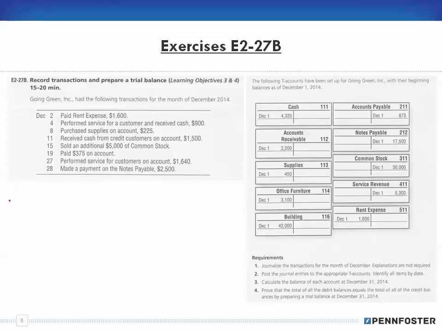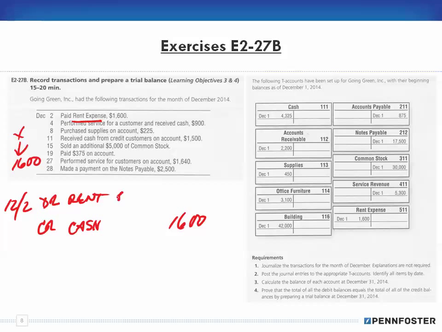Making the journal entries. December 2nd, I'm paying rent expense. So with my cash, I'm paying out $1,600. So that's going to be a credit to cash for $1,600. And that means I'm going to debit, what am I debiting? Rent expense for $1,600. Okay.